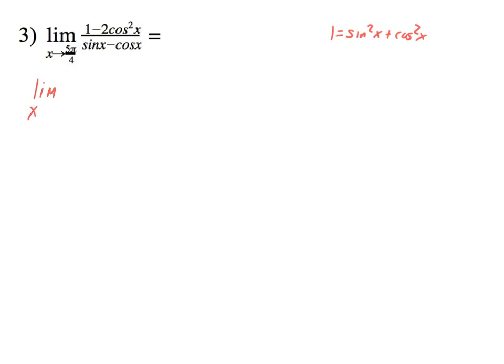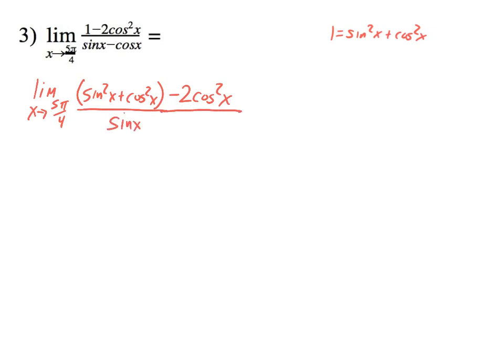The limit as x approaches 5 pi over 4 is going to equal, I'm replacing 1 with sine squared x plus cosine squared x, and that would be minus 2 cosine squared x. That's the new top over sine x minus cosine x. All right, all that. Now let's see.